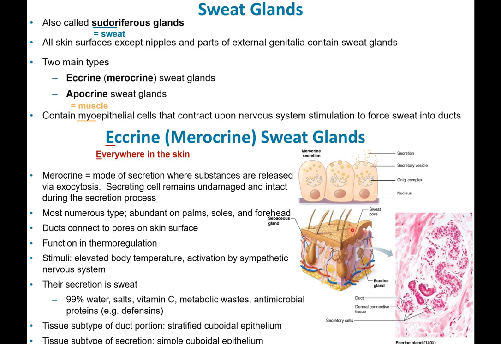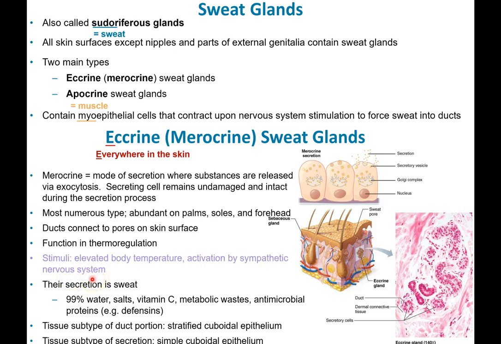Now, a core function of sweat glands is to control body temperature, otherwise known as thermoregulation. For this reason, stimuli for eccrine sweat glands includes elevated body temperature or activation by the sympathetic nervous system, our fight or flight response system.